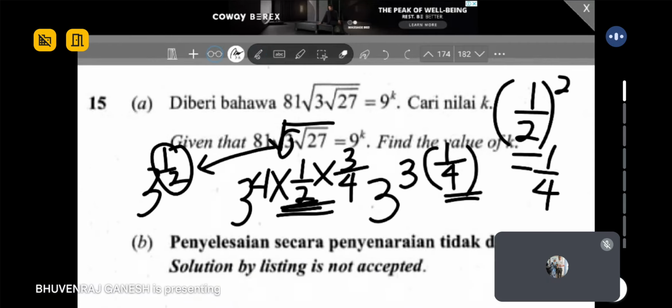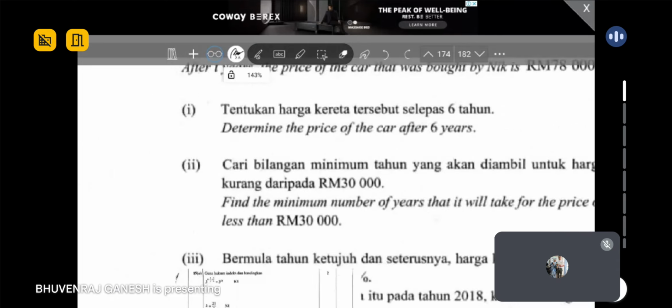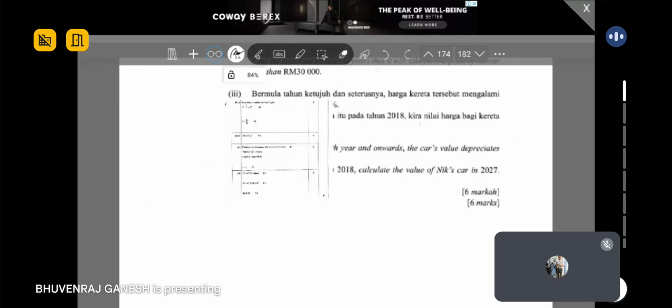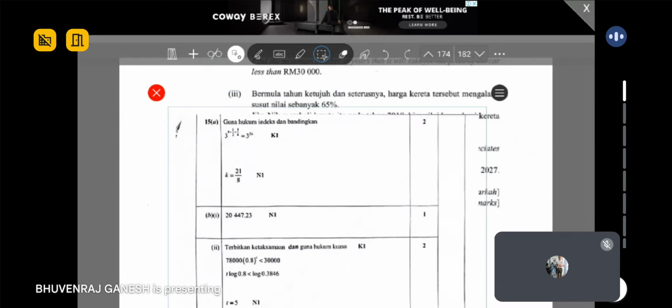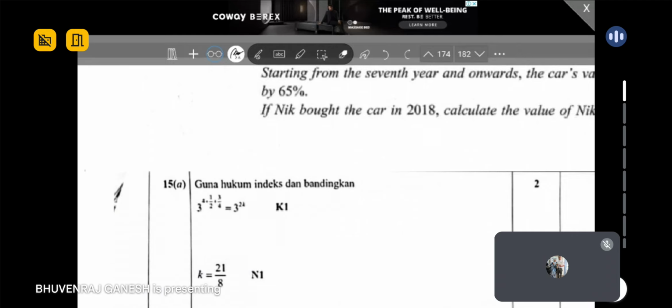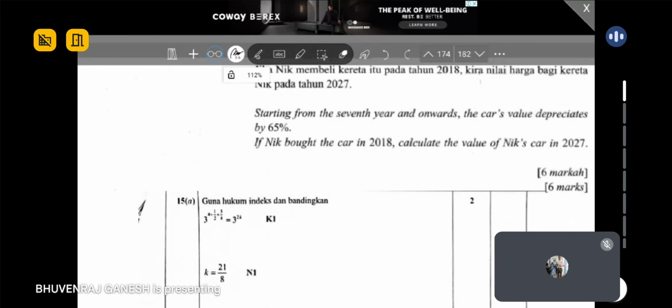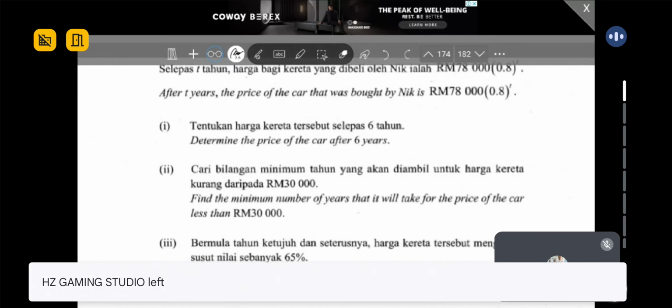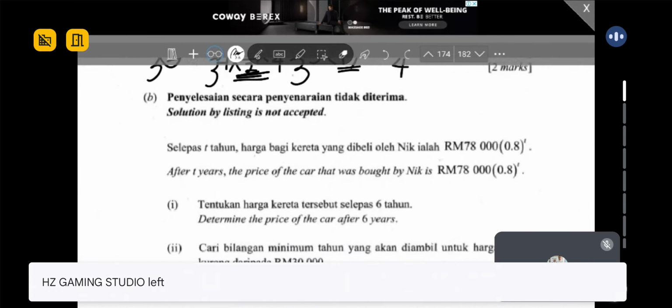So you just need to find your value of K. Your answer will look something like this. Okay, so you will get K equal to 21 over 8. Over here you just compare the indices only, and then you solve your equation. Can, right? Simple, right? So only 2 marks. Alright? Okay, so next one.